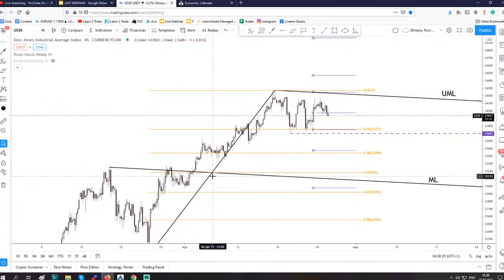Okay, let's continue with the GBP versus the New Zealand dollar.